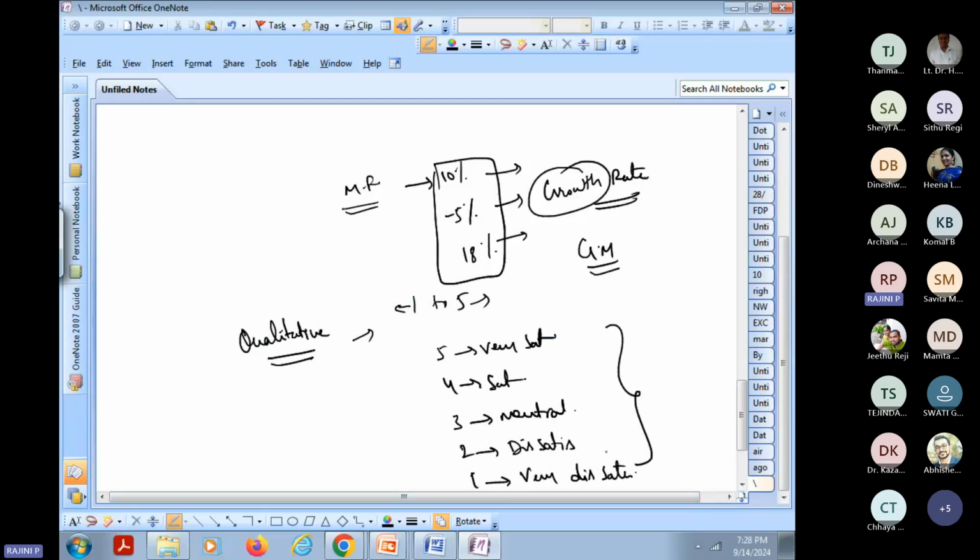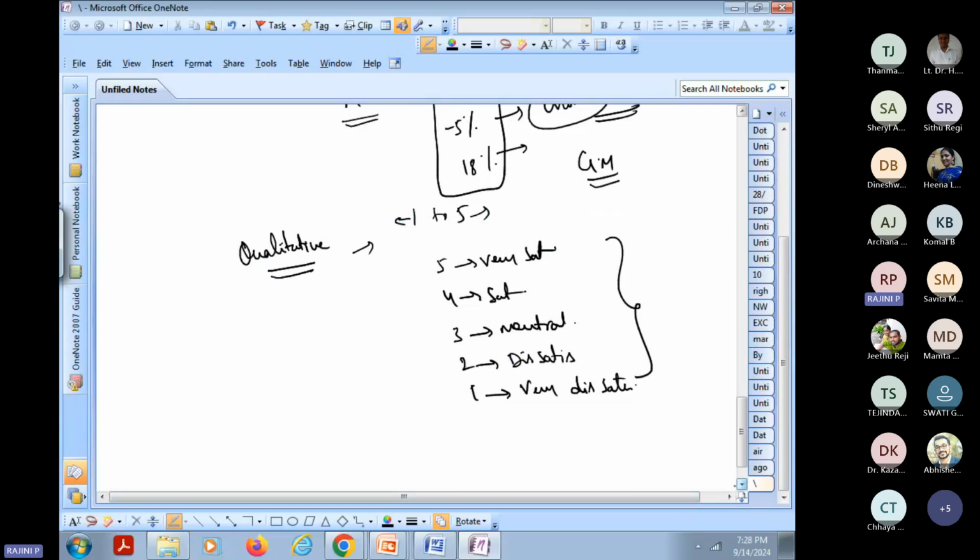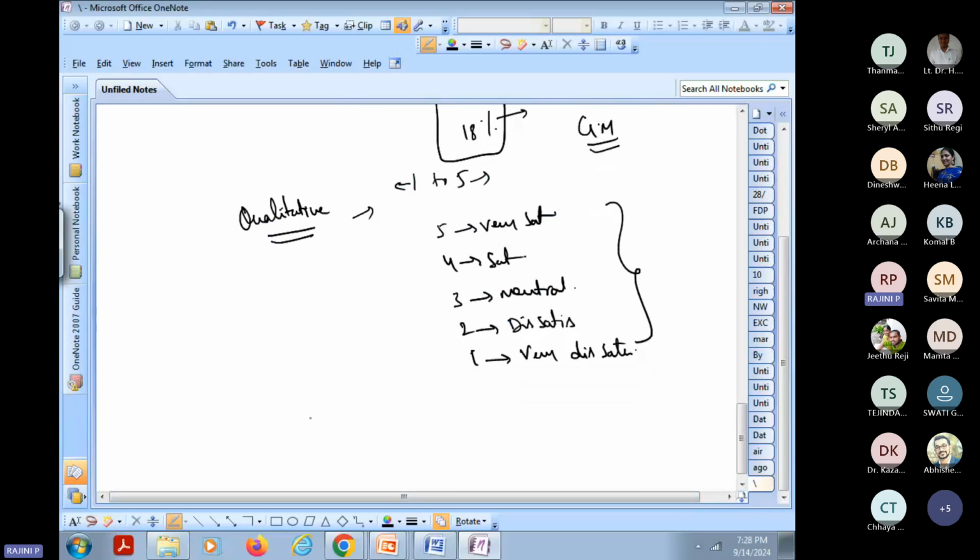Then you answered my question. There are 7 people in my class. They gave ratings: one person said 5, another 3, another 1, the next 5, then 4, 3, and 1. Here, all the values can be arranged in one order. That is called ordinal data.